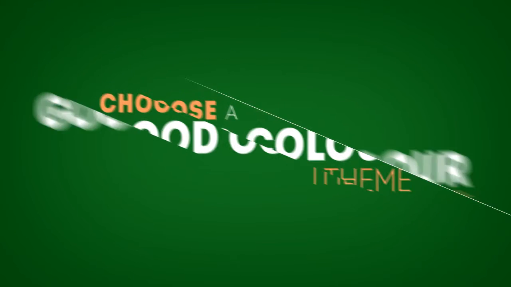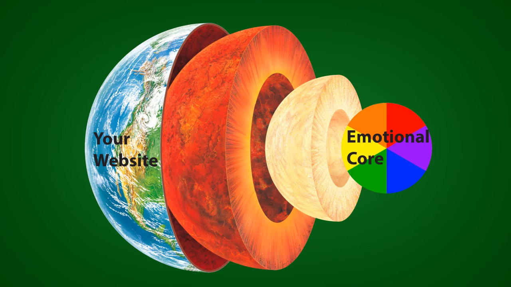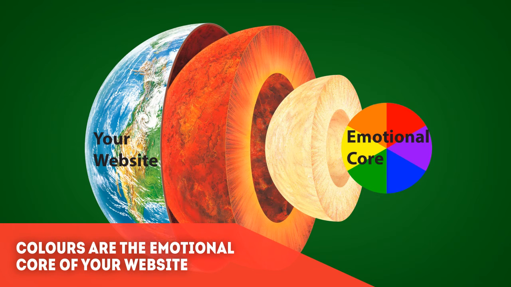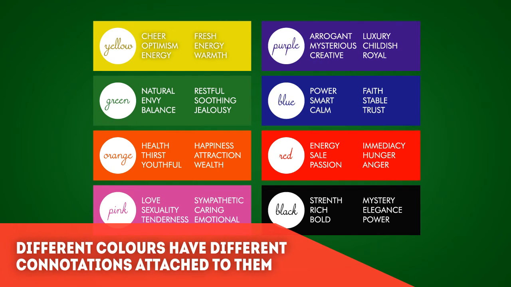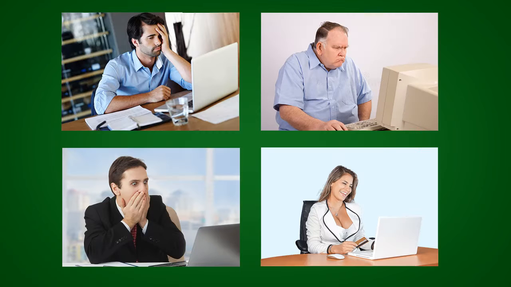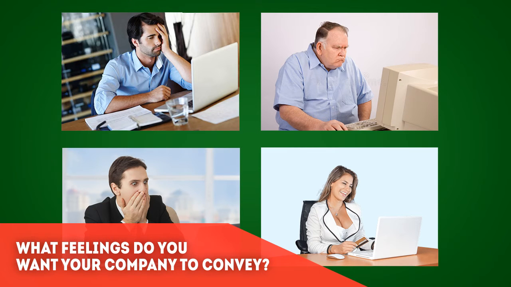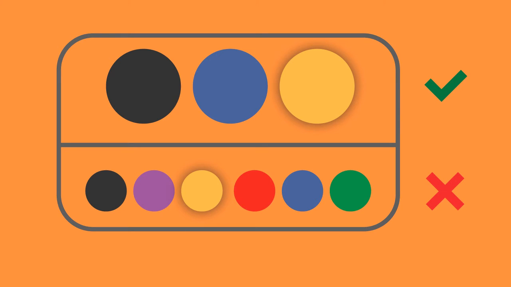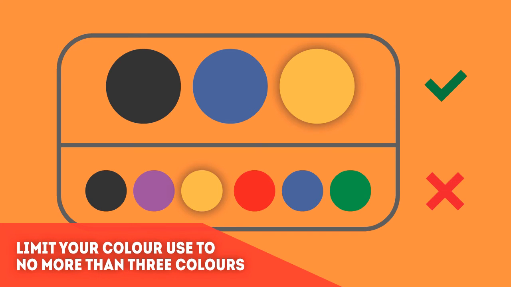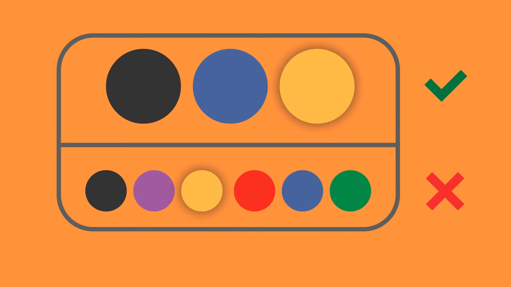4. Choose a good color theme. Colors are part of the emotional core of your website. Different colors have different connotations attached to them. What feelings do you want your company to convey? Choose colors that align with how you want prospective customers to feel when they visit your site. How many colors should you use? Limit your color palette to no more than 3 colors.